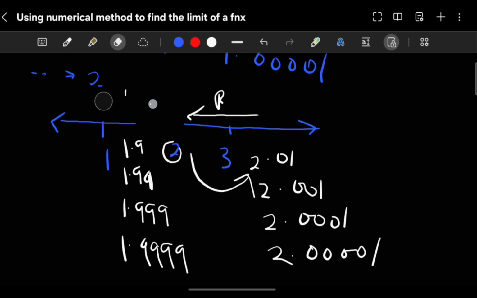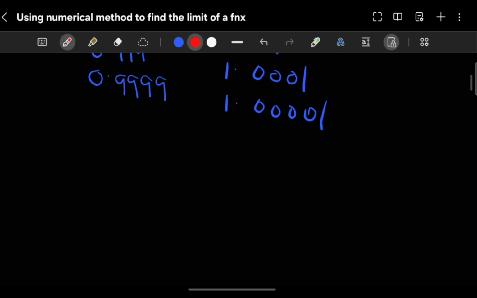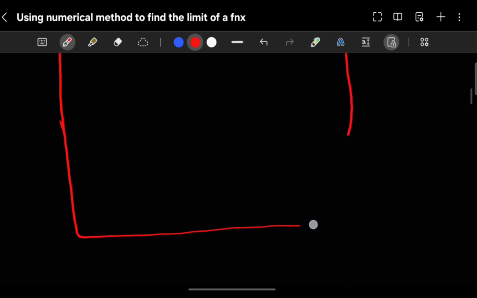So I'm going to clean this. In order for us to find the answer to the question, after finding our test value, the next thing that we're going to do is to draw a table. We're going to draw a table, and this is what we call the numeric table.